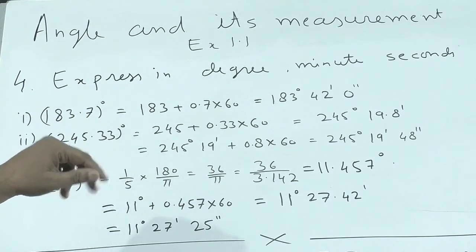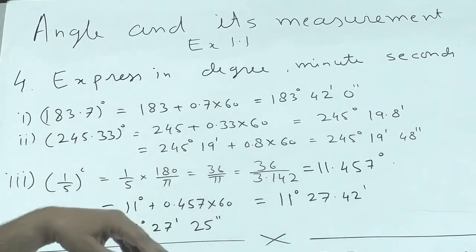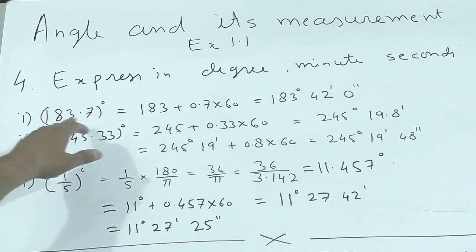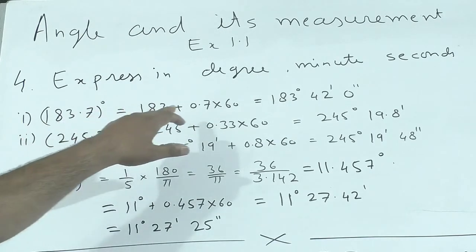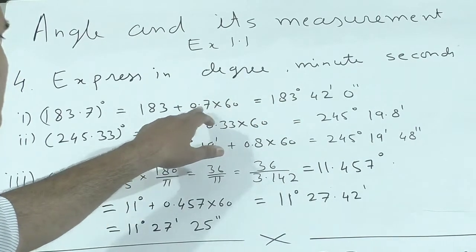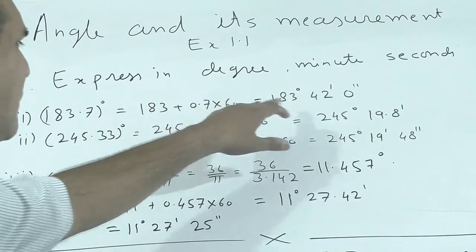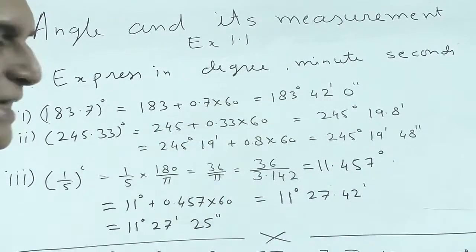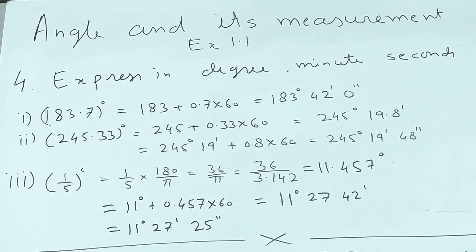183.7 degree. What is this 0.7? The fractional part we have to convert to minute and second. So 183 is clear. This 0.7 you have to multiply by 60 to convert to minutes. 0.7 into 60 is 42. So 183 degree, 42 minute and 0 second. If you write it, fine; if you don't write it, it makes no difference.